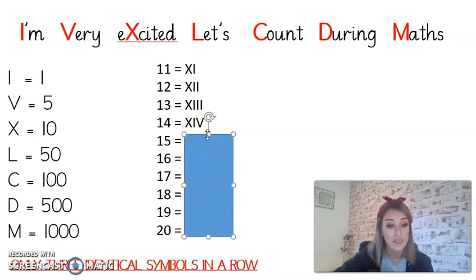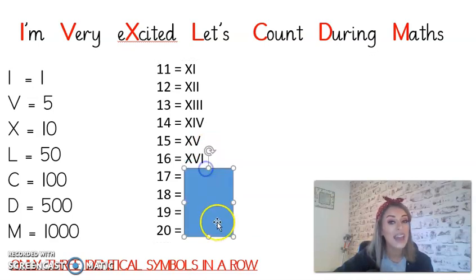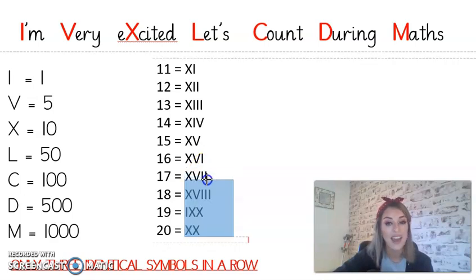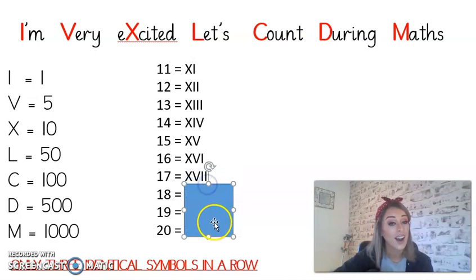Okay, 15. It is XV because it is 10 and 5. It is 5 after 10. It is 5 more than 10. 16, add 1 more, XVI. 17, add 1 more, XVII. 18, add 1 more, it's XVIII.